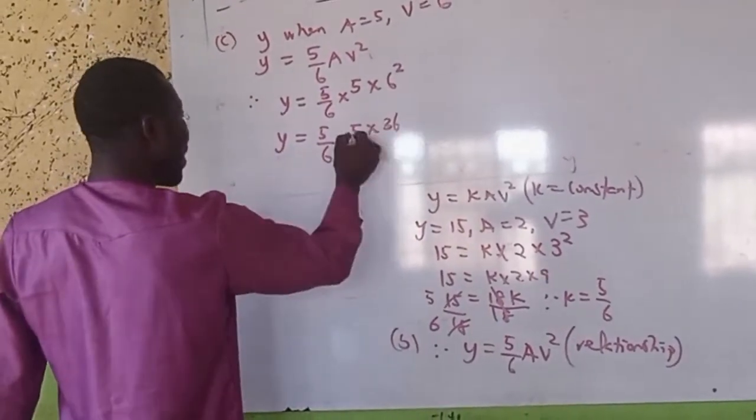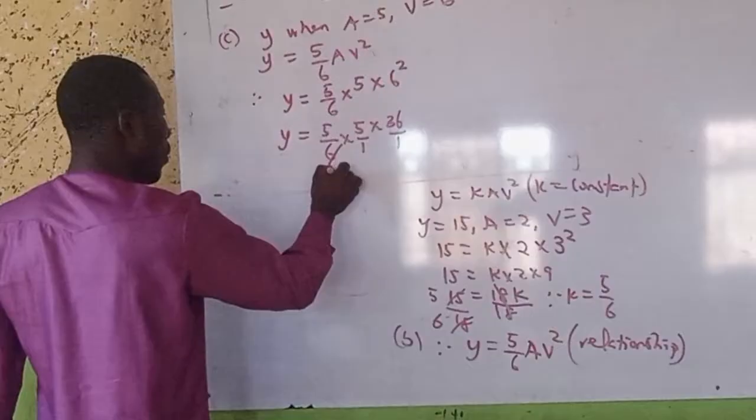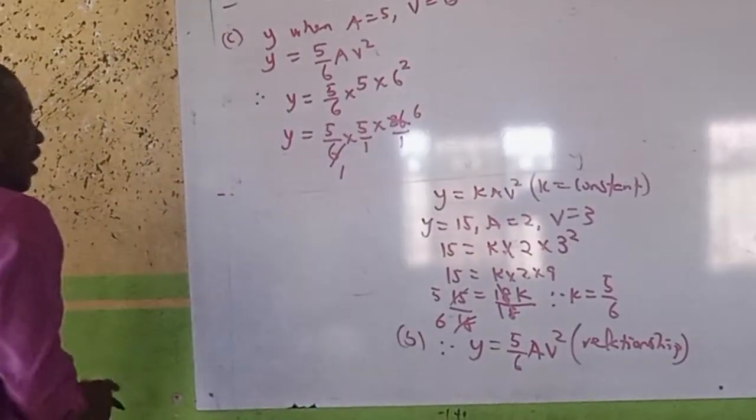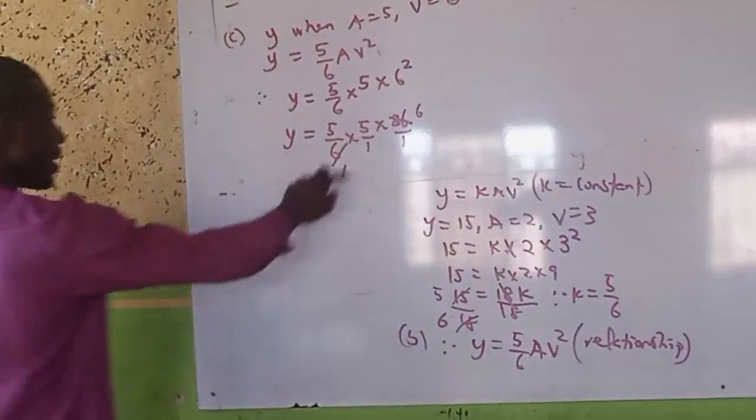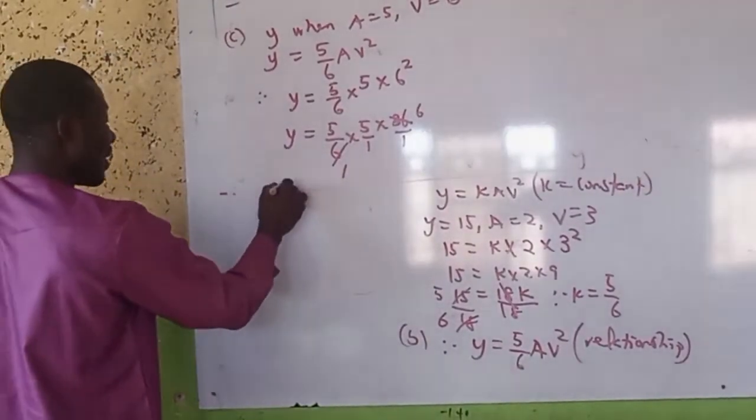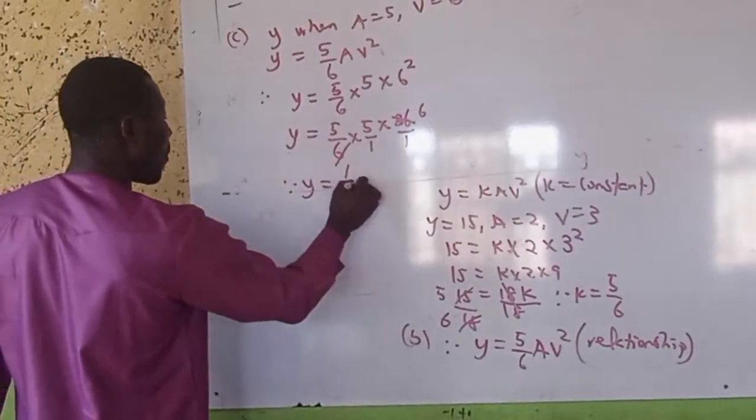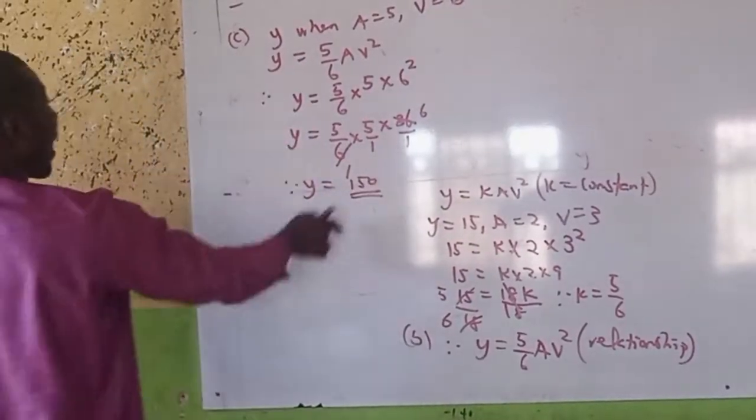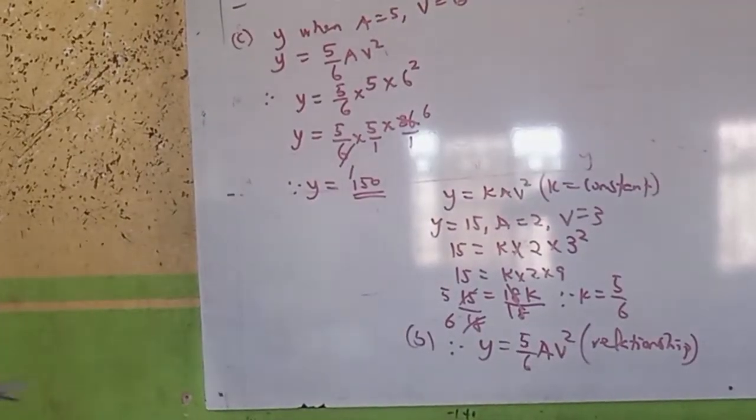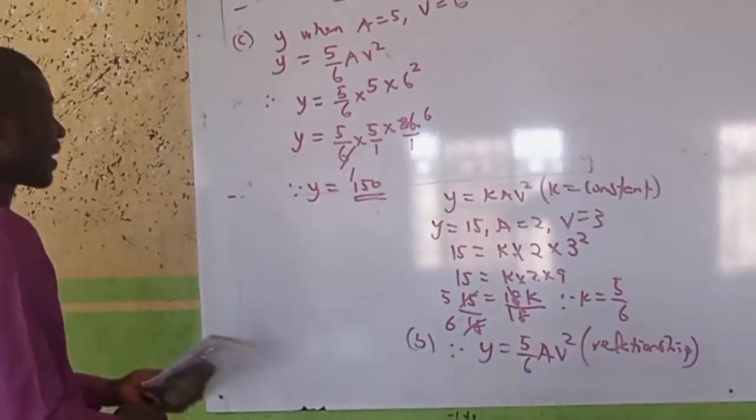6 squared is 36. Let's put it over 1. 6 here goes into 36 to give 6, and 5 times 5 gives us 25. Or better still, let's do it this way: 5 times 6 gives us 30, and 30 times 5 gives us 150. Therefore, y equals 150. That is the value of y when a equals 5 and v equals 6.